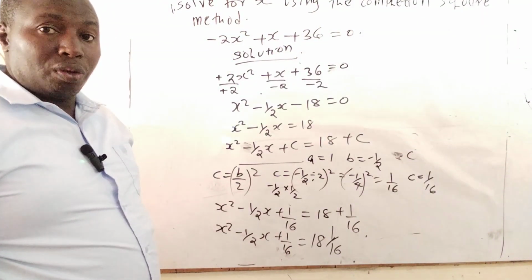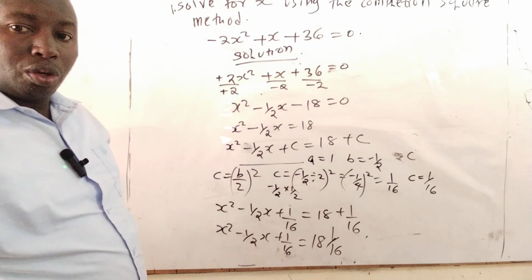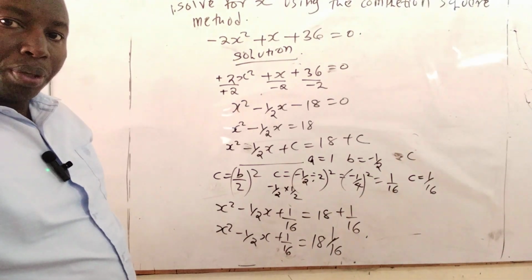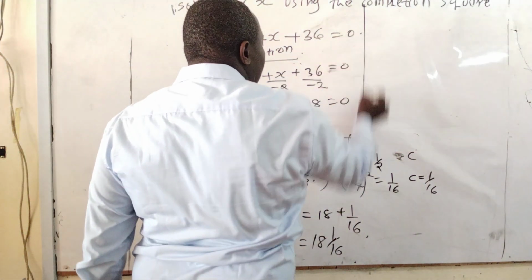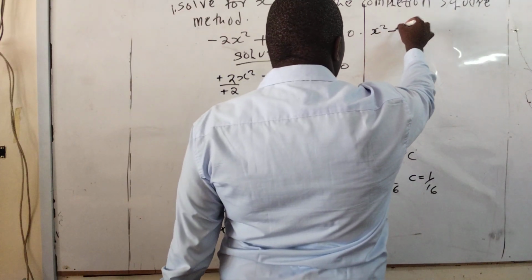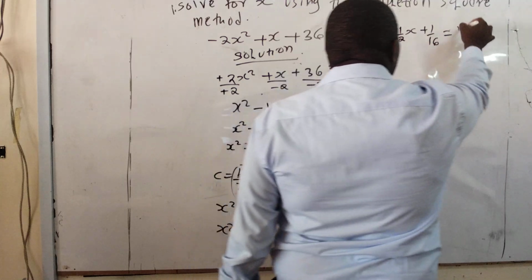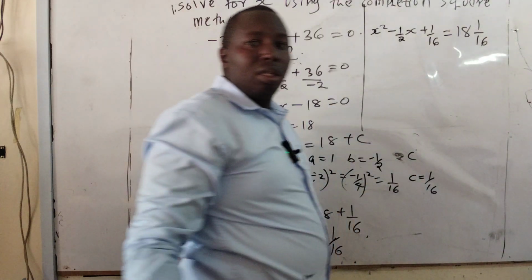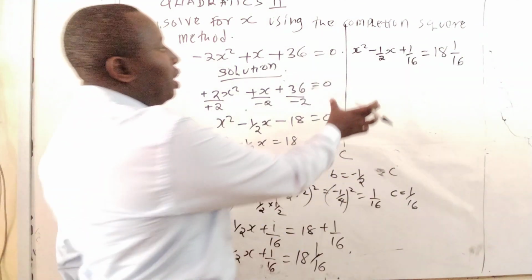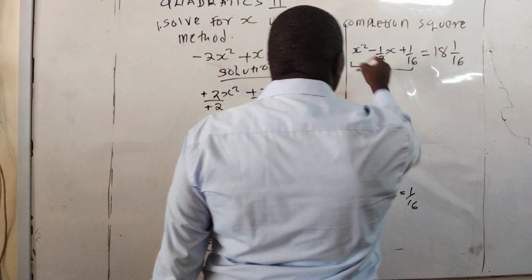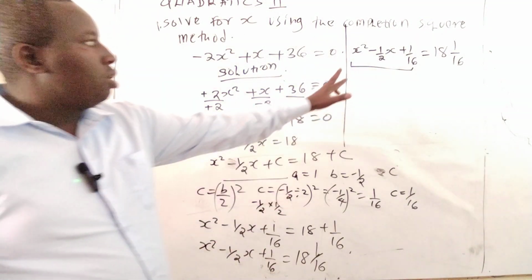And now, since you want to solve for the value of x using the completing square method, you write x squared minus a half x plus 1 over 16 is equal to 18 1 over 16. Once you get that, you are supposed to factorize this. You factorize it because it's already a perfect square.